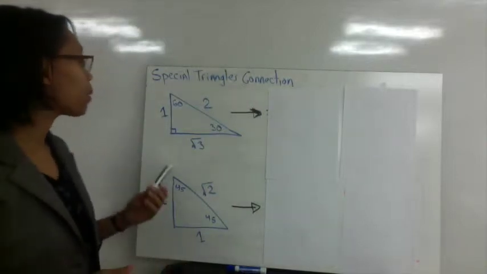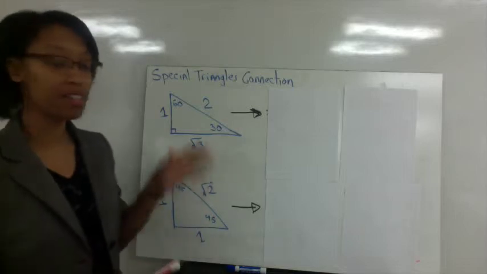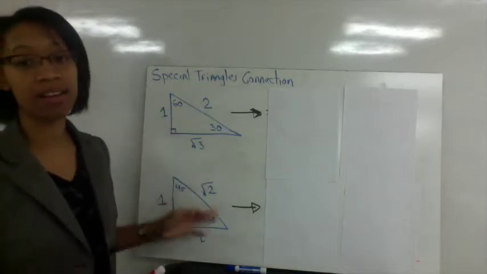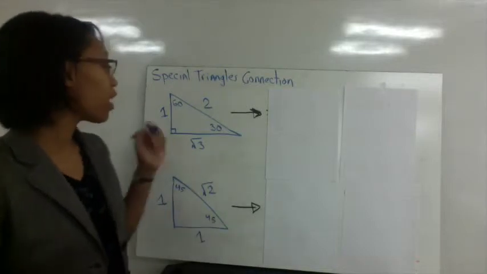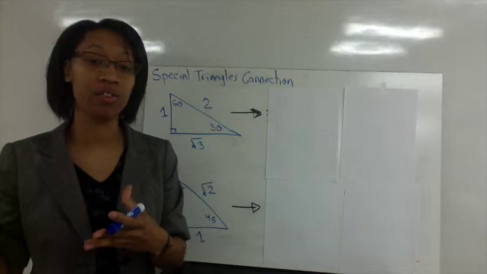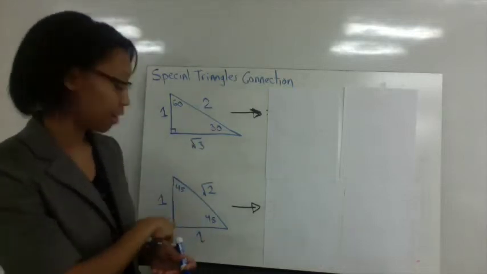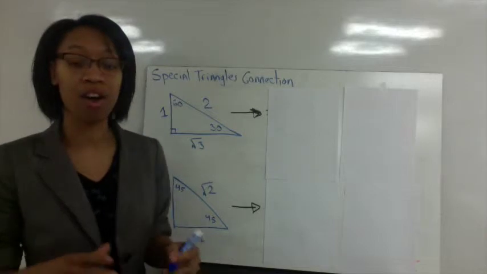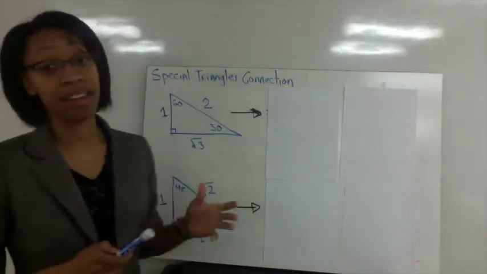Okay, we also learned about special triangles. And we learned two kinds of special triangles. We have our 30, 60, 90 and our 45, 45, 90. Okay, each of these triangles actually relates to the unit circle, as these angles 30, 60, and 45 are actually on our unit circle. All right, so I wanted to tie this in.